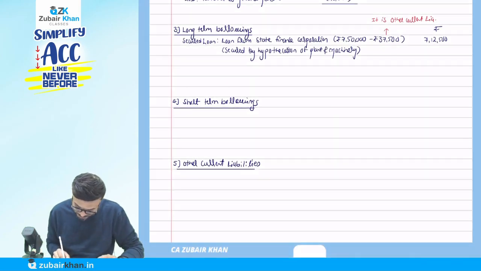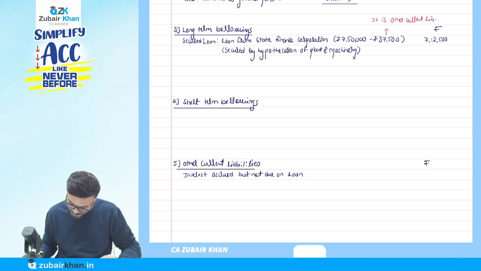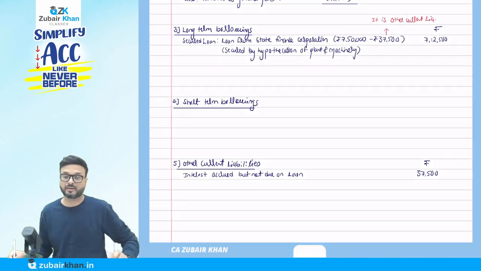So write it down here: interest accrued but not due on loan. Write down there 37,500. You got the point here? Okay. 37,500. Write down there.